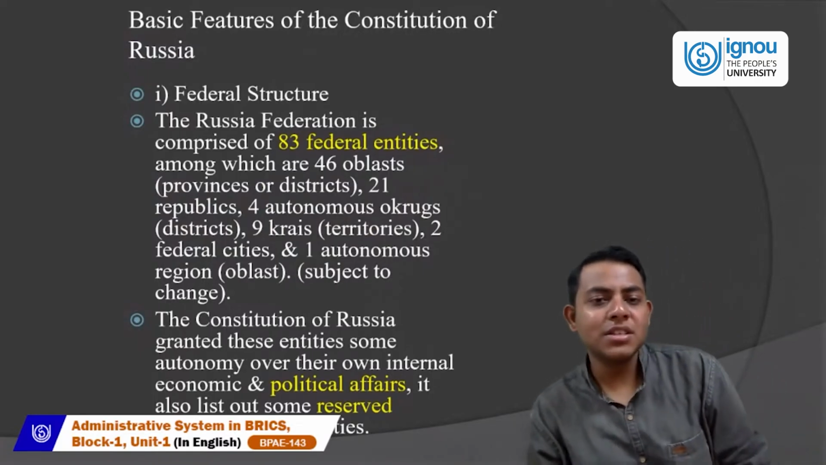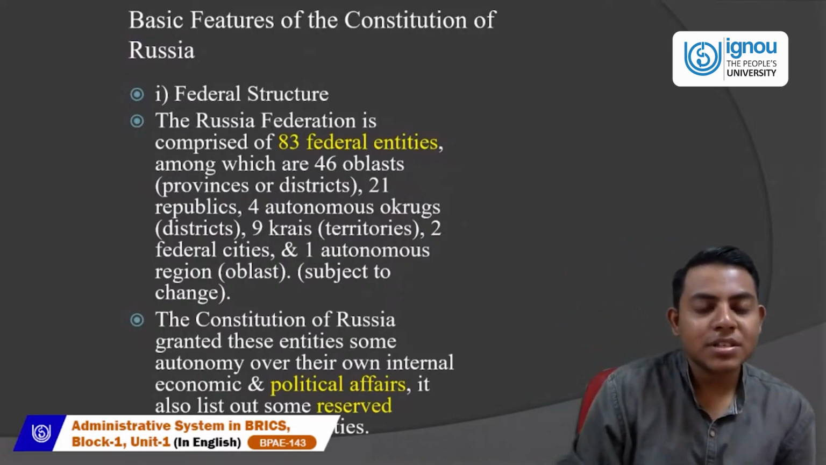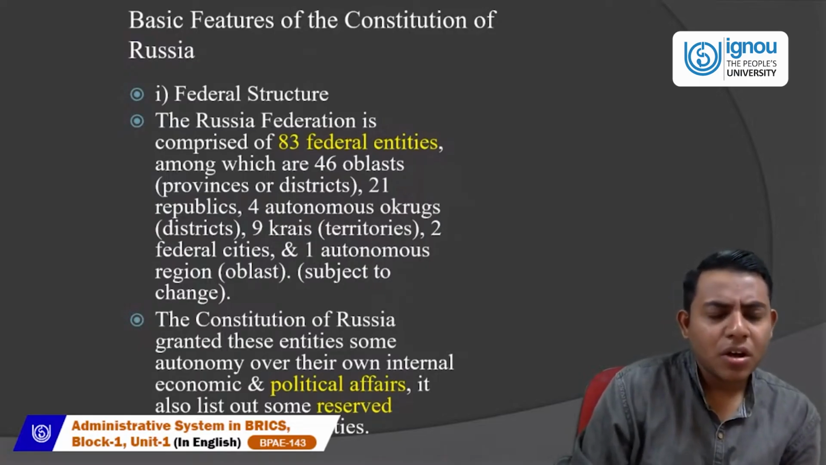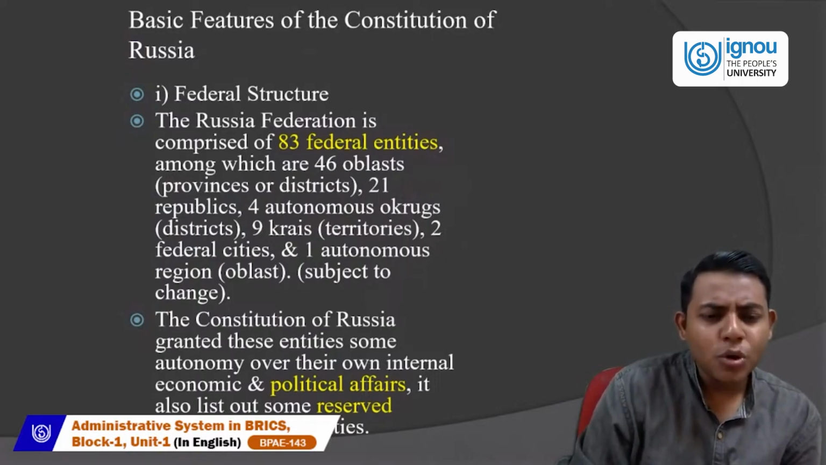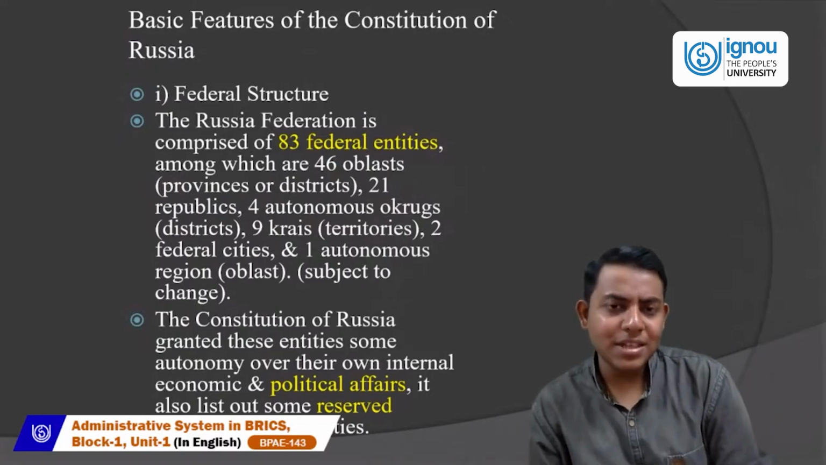The first feature is the federal structure. The Russian Federation is comprised of 83 federal entities, and among these 83 federal entities, 46 are oblasts or provinces or districts, 21 are republics, there are 4 autonomous okrugs or districts, there are 9 krais or territories, there are 2 federal cities and 1 autonomous region or oblast, and these are all subject to change.